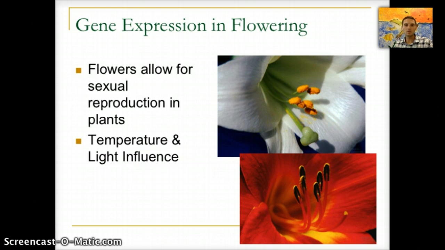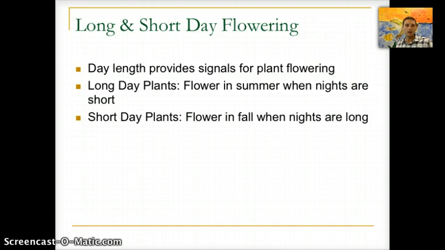And so let's take a closer look at how that process works. It's broken down into two different categories called long and short day flowering that we'll look at in a little bit more detail here. Day length provides signals for plants flowering. So it's the length of day that provides signals for when they should flower. And there are two types, the long day and short day. The long day plants flower in the summer when nights are short, and the short day plants flower in the fall when the nights are a little bit longer.